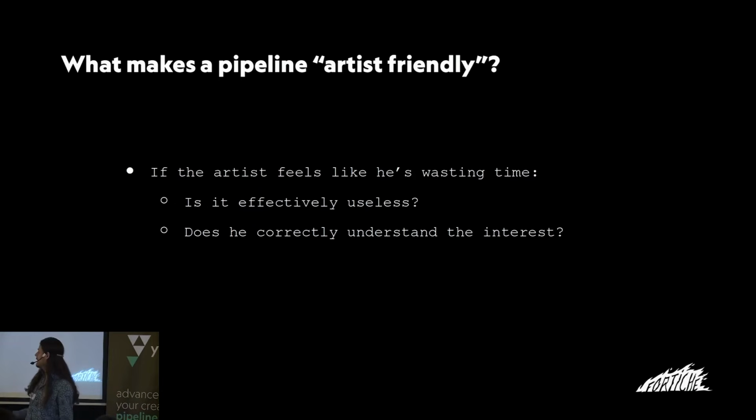And the other possibility is he does not correctly understand the interest of what he's doing. And if it is the case, you have to explain it. And you have several possibilities. It can go through documentation, through explanation, through explicit log messages or error messages, etc. But it's very important to let the artist know exactly why he has to do some stuff, even if it has no benefits for him. It has probably some benefits for the next department or someone else inside the studio.